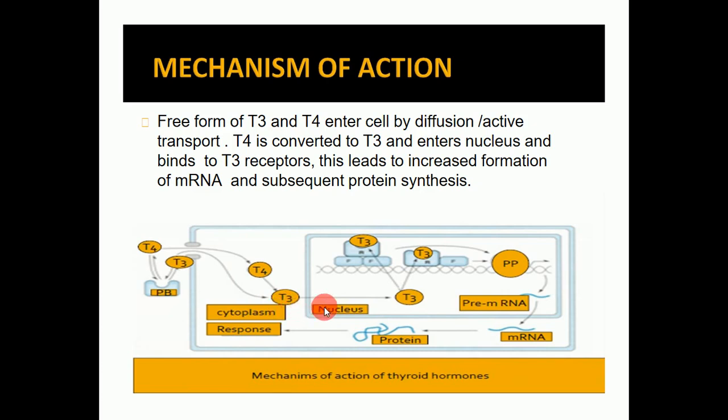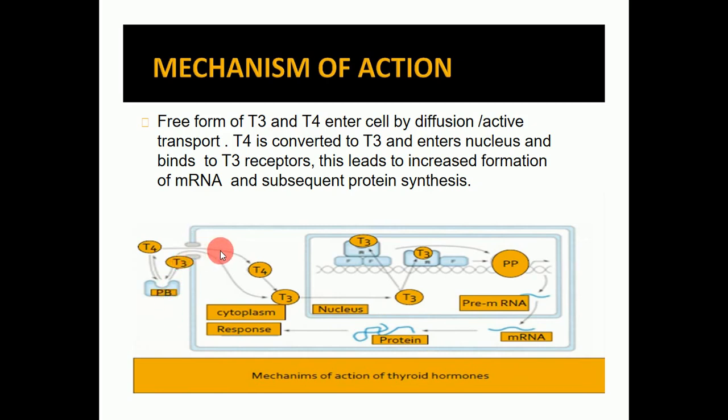The T4 is converted into T3, and then it enters into the nucleus. When it enters the nucleus, it binds with the T3 receptor. So what will this lead to? This will lead to an increase in the formation of messenger RNA, and subsequently the protein formation takes place. So this is the simple mechanism of action, starting from here.